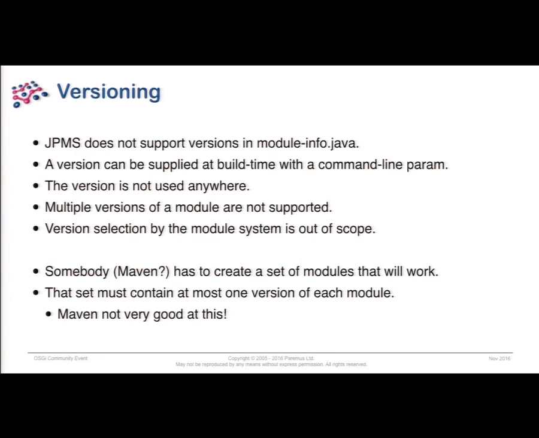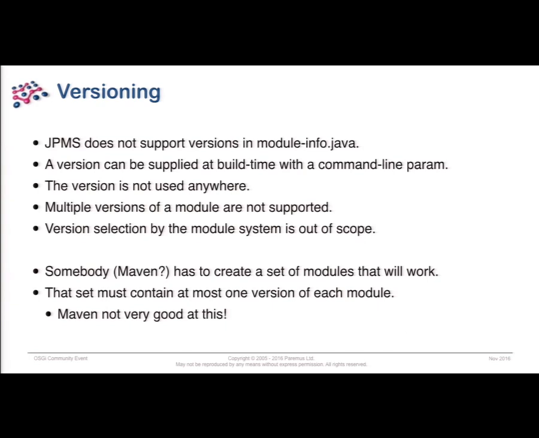And version selection by the module system is completely out of scope for JSR 376, for JPMS. So the expectation in JPMS is that somebody, probably a tool like Maven or Gradle, will be able to construct sets of modules that work together by analyzing their metadata and their private packages and working out whether these modules will work together or not. And that does mean that they have to reduce those sets of modules so that there can be no more than one version of any particular library.